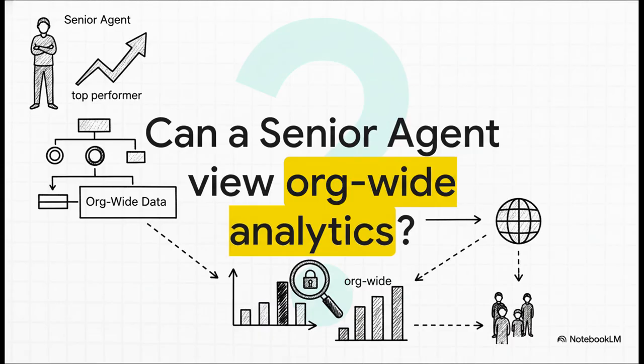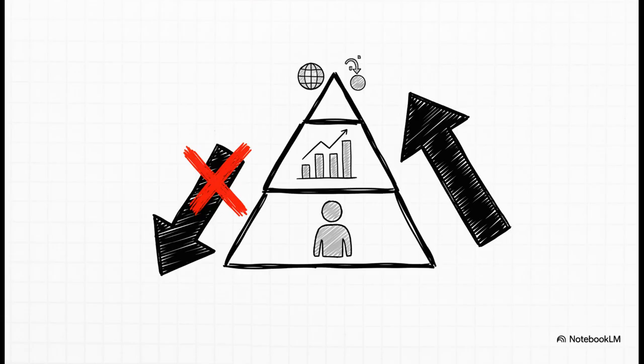All right, first up, you've got a senior agent, a real top performer. They want to see the analytics for the entire brokerage to see how their numbers compare to everyone else's. Can they do it? Nope. A hard no. And why is that? Because org-wide analytics, that's big picture data. It lives higher up the chain of command, and remember the rule, information does not flow down.